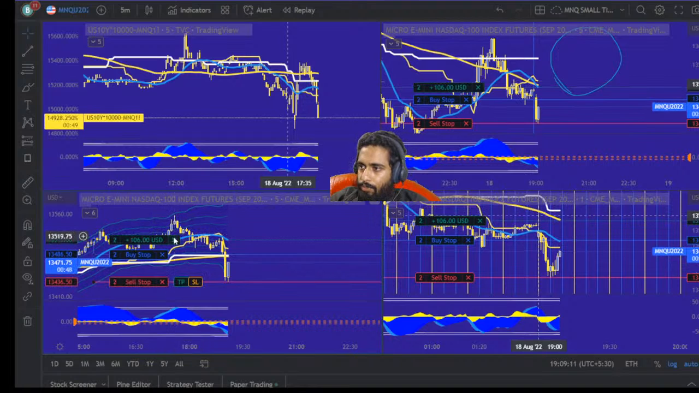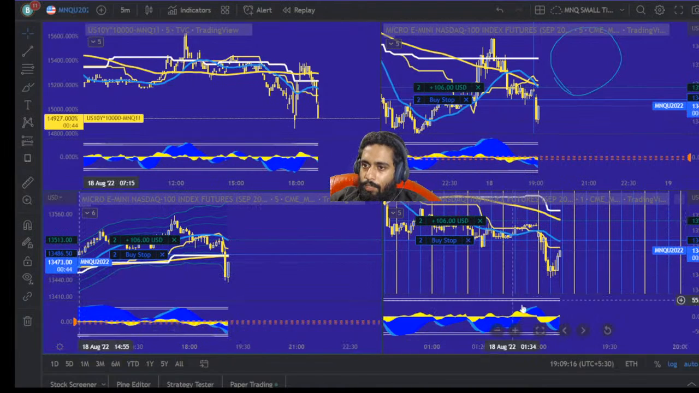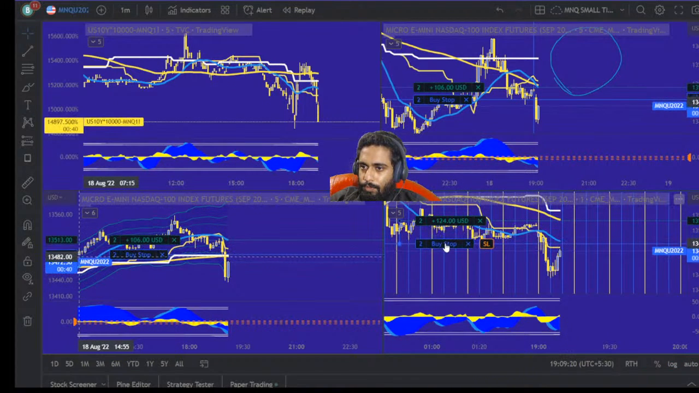Let me cancel my short, sell stop orders. It's going long and long and long. It's testing this level. It has come here to test this level, so I will be buying here again. Let's see.